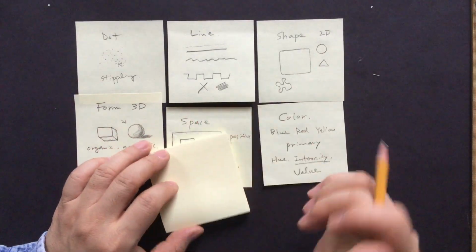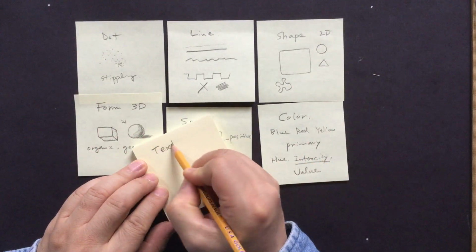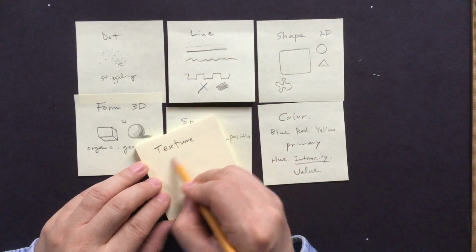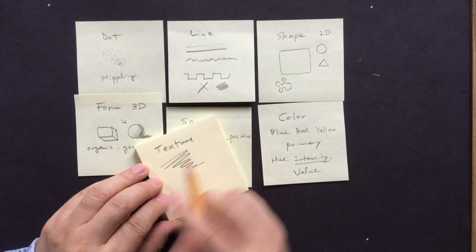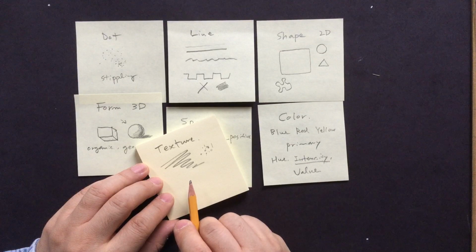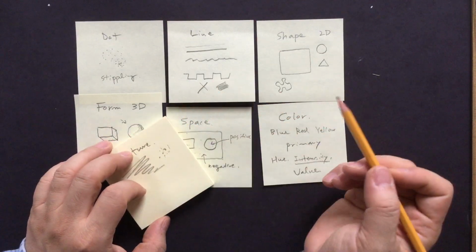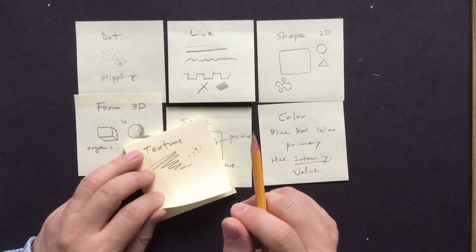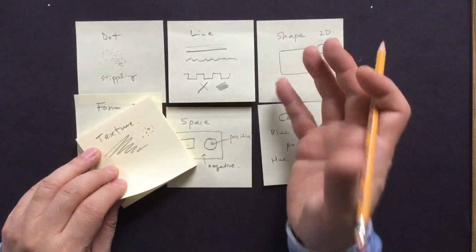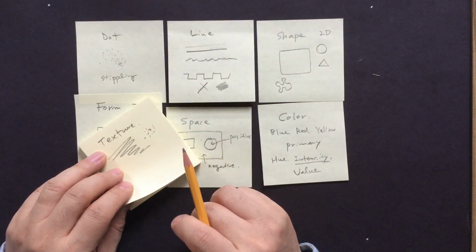So we have 6 elements so far. What is the next item? Texture. Once I start using the dot, once I use lines, we are certainly creating a texture. So most of the time, texture is created by dot, line, and even colors. And of course, all of them can participate in how to create texture.